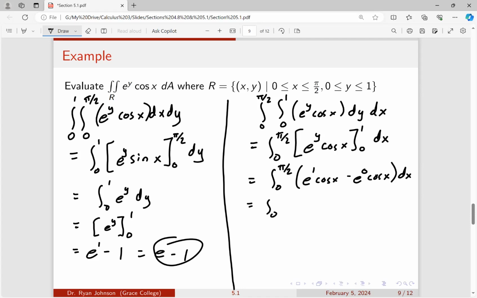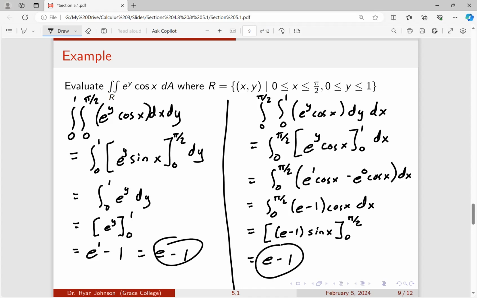Let's simplify that. The integral from 0 to pi over 2 of, let's factor out the e's, so e minus 1 times cosine x dx. Well, let's integrate now. The integral of cosine is positive sine. So I get e minus 1, which is just a constant, times sine of x from 0 to pi over 2. Sine of 0 is 0. Sine of pi over 2 is 1. So it's equal to e minus 1. Got the same answer. Everything is hunky-dory and the way it should be.